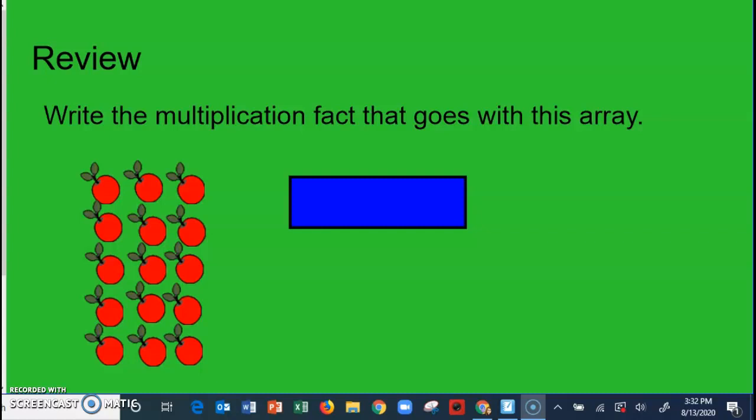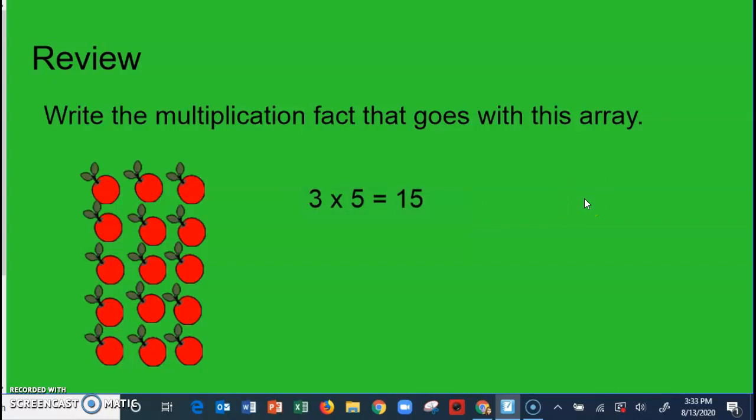Let's review just a little bit. I want you to look at my array of apples, and see if you can think what multiplication fact would go with this array. I have 5 rows of apples and 3 columns. If your guess was 5 times 3 equals 15, then you are correct. Or 3 times 5 equals 15. Sorry, I said it backwards. But if we said 5 times 3 equals 15, that would still be true because of the flip trick.